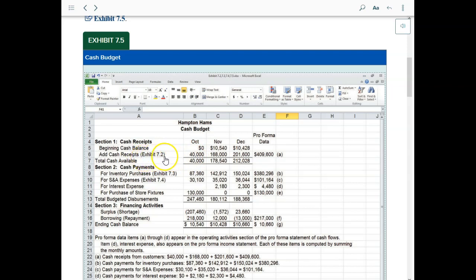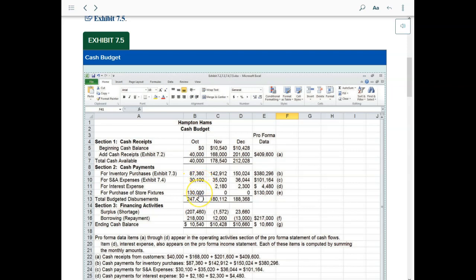We expect to receive from customers $40,000. So that's our total cash available, $40,000. Go back to your inventory purchase budget. Look at the cash portion. We expect to pay out for inventory purchases $87,360 in cash. In selling administrative expenses, go back to Exhibit 7.4, $30,100.